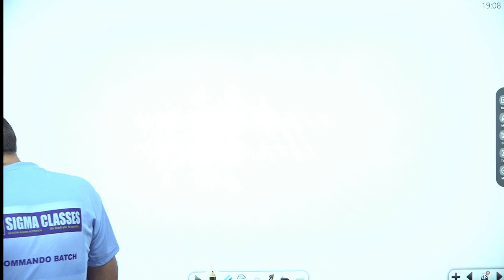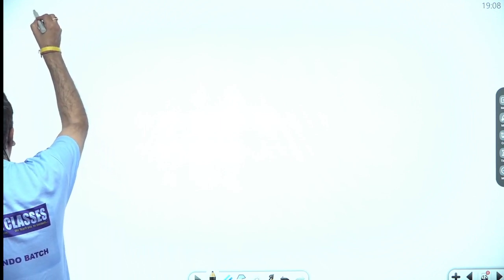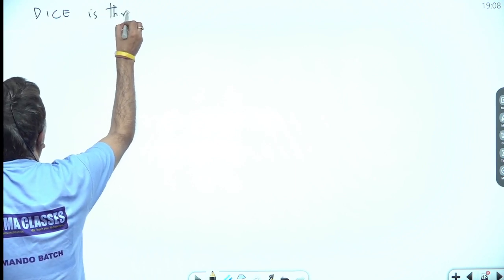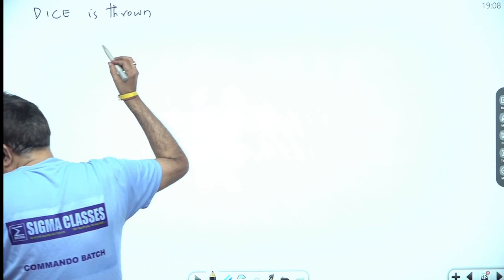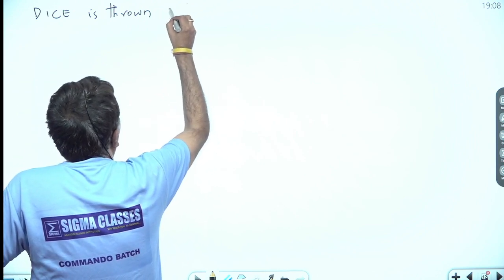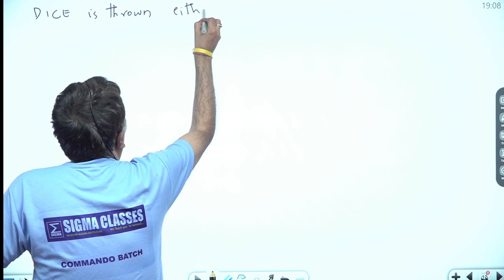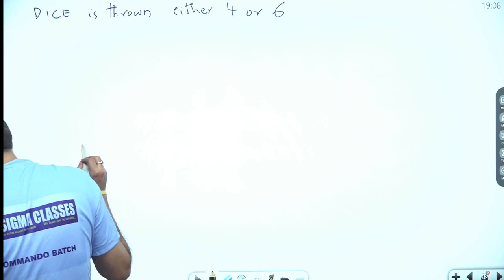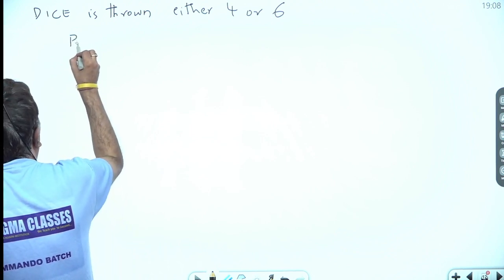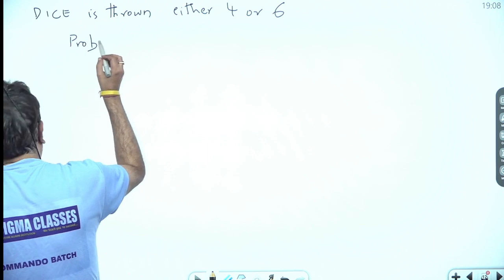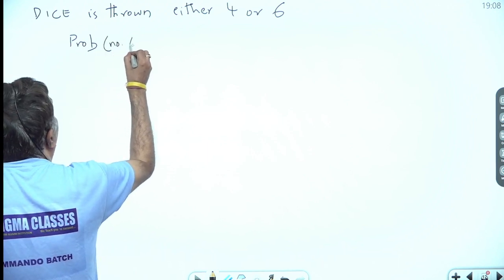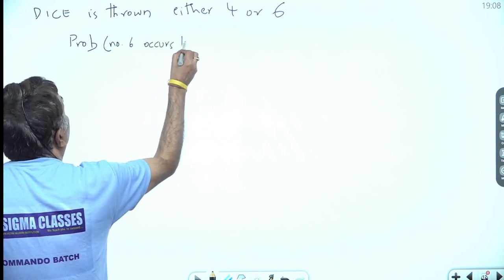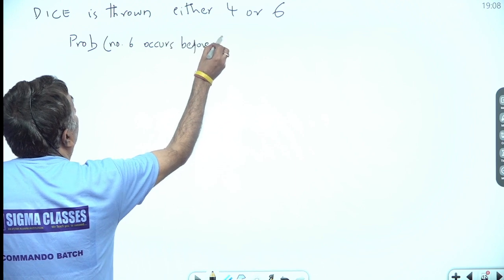Similar question. Dice is thrown until either 4 or 6 appears. Probability number 6 occurs before 4.